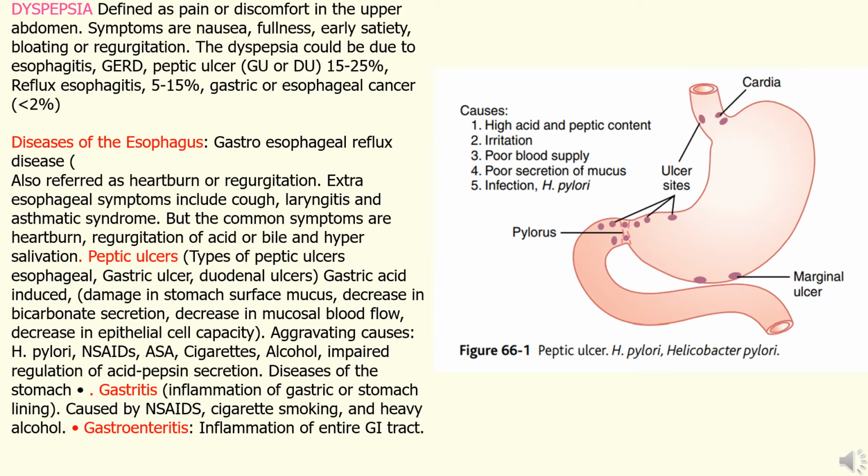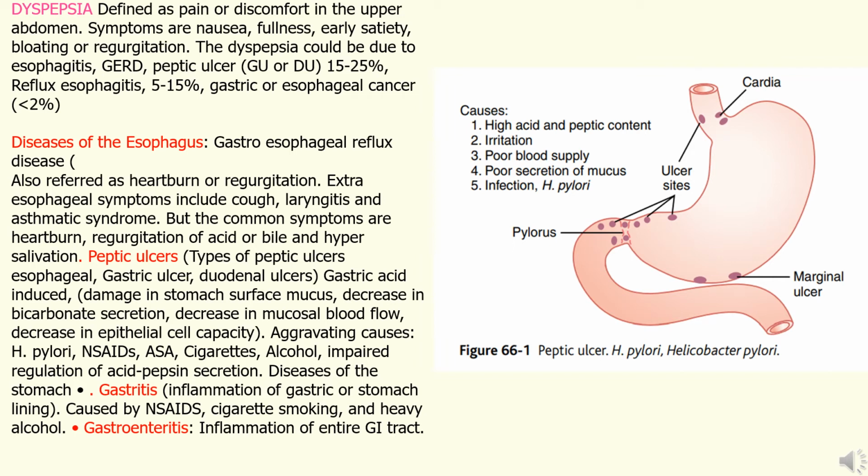Diseases of the esophagus are also listed here. Gastroesophageal reflux disease is reflux of gastric acid contents into the esophagus, which is also referred to as heartburn or regurgitation. Extraesophageal symptoms include cough, laryngitis, asthmatic syndrome. But the common symptoms are heartburn, regurgitation of acid or bile, and hypersalivation. Peptic ulcers. Types of peptic ulcers: esophageal, gastric, duodenal.